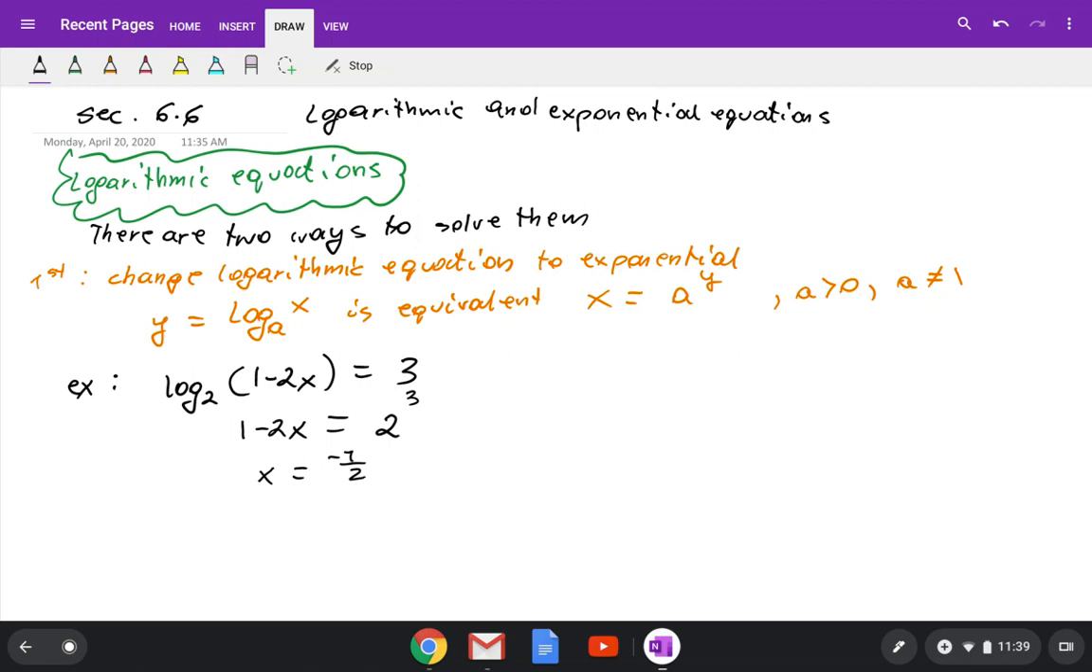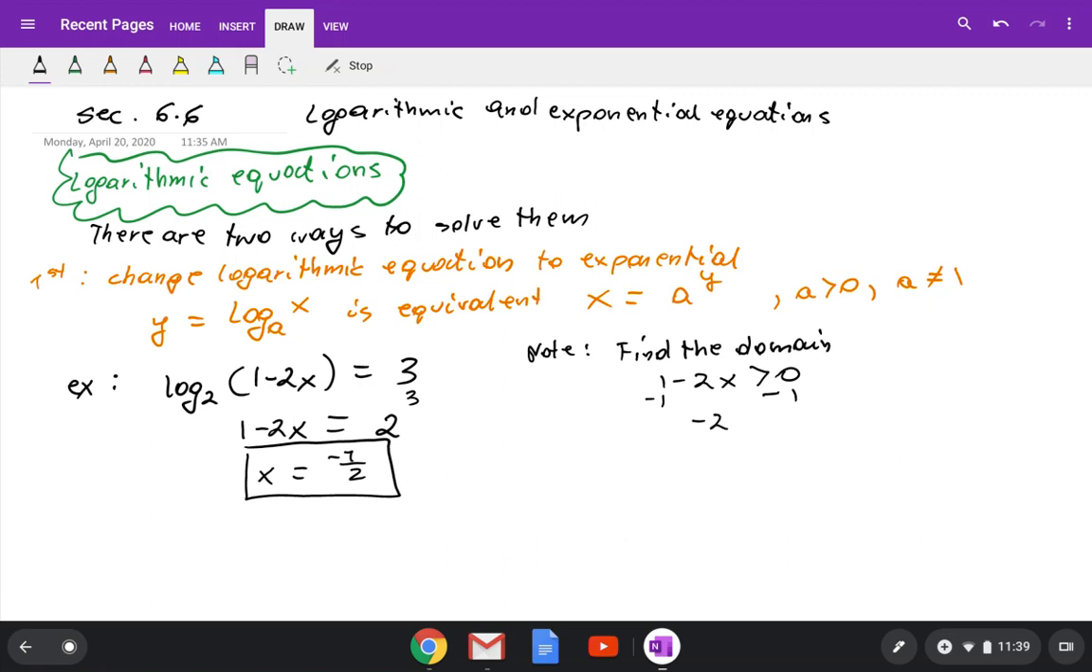A couple things about when you're solving logarithmic equations: you always want to find the domain first. The domain is determined by the expression next to the log, which is 1 minus 2x. It has to be greater than 0. So let's subtract 1 from both sides. We're getting negative 2x is greater than negative 1, and dividing each side by negative 2, you're getting x is less than 1/2, which means the domain is from negative infinity to 1/2.